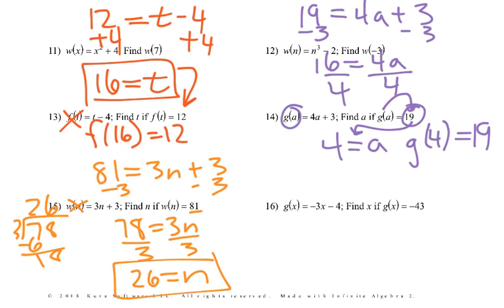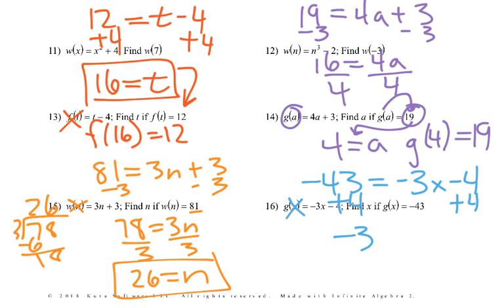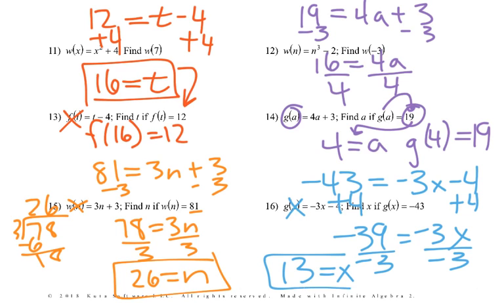And there's our answer. And then finally, number 16, g of x becomes negative 43. So negative 3x minus 4. We add 4. That becomes negative 39 equals negative 3x. Divide by negative 3. And we get a positive 13 equals x.